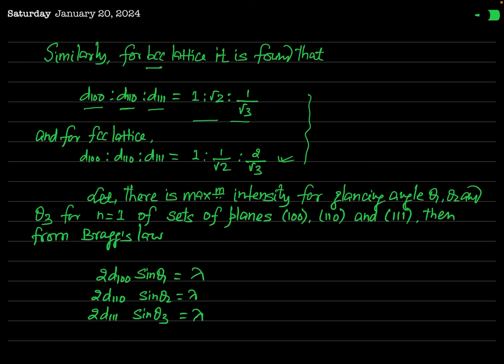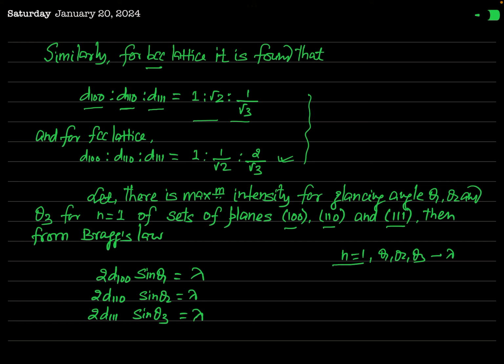But now we will see how Bragg's law can determine whether a given cubic crystal is either FCC or BCC. We can determine it. For this, let us consider a particular order of diffraction. For simplicity, we consider the first order diffraction for the maximum intensity. And we consider that in case of the three sets of parallel planes, let us say 100, 110, and 111, for n equal to 1, the glancing angles are theta 1, theta 2, and theta 3 for a given wavelength lambda of X-ray, for first order.